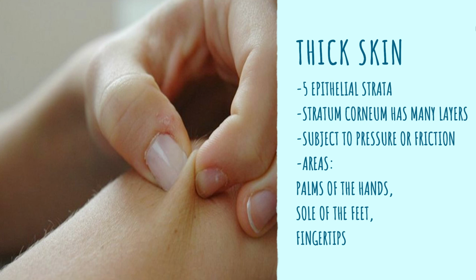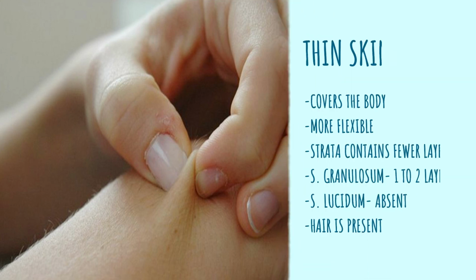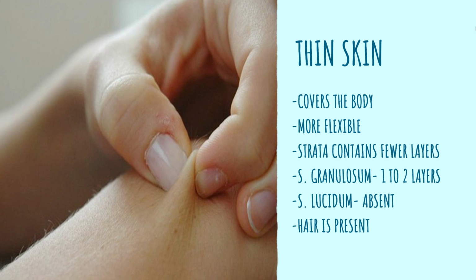Next, skin is classified as thick or thin based on the structure of the epidermis. Thick skin has all 5 epithelial strata, and the stratum corneum has many layers. It is found in areas subject to pressure or friction, such as the palm of the hand, the soles of the feet, and the fingertips. Thin skin covers the rest of the body and is more flexible than thick skin. Each of its strata contains fewer layers of cells than are found in thick skin. The stratum granulosum frequently consists of only 1 or 2 layers of cells, and the stratum lucidum is generally absent. Hair is found only in thin skin.